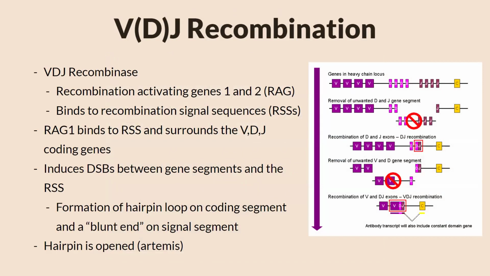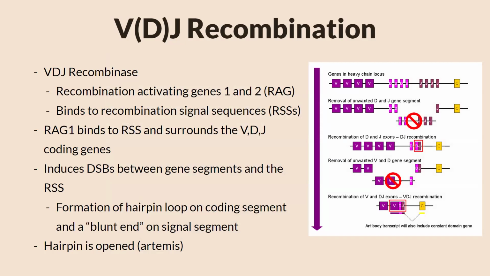So VDJ recombinase is generally a group of proteins that involves recombination activating genes 1 and 2, called RAG. And these bind recombination signal sequences. So RAG1 will bind to the RSS surrounding the VDJ coding regions and induce a double strand break between the gene segments and the RSS. So this forms two things. One is a hairpin loop on the coding segment and a blunt end on the signal segment.